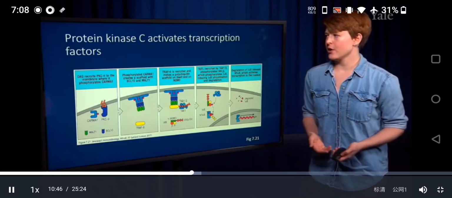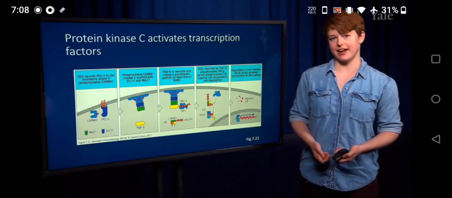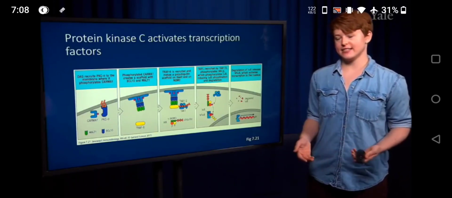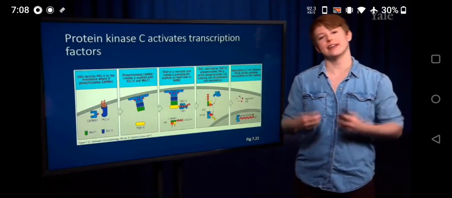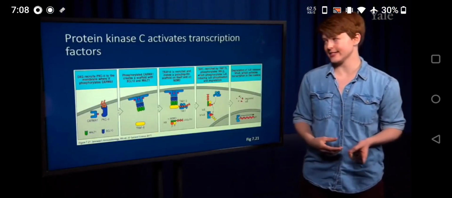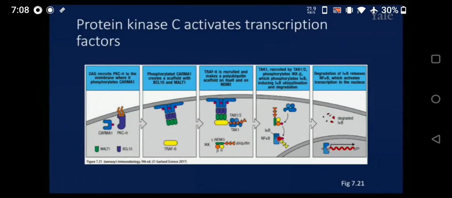signaling module, where protein kinase C activates additional transcription factors. Here we see diacylglycerol on the far left recruiting PKC to the membrane. And here it phosphorylates a different protein, which creates a scaffold. This is an example if you think back to those scaffolding proteins. It's bringing together multiple proteins that are important for signaling. This scaffold recruits TRAF6, which makes a polyubiquitin scaffold on itself, and another protein known as NEMO.